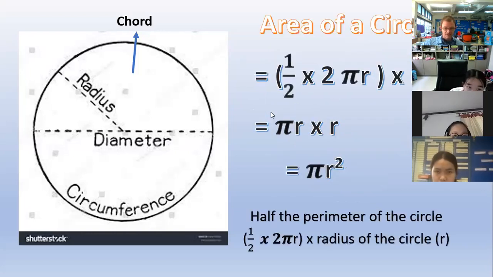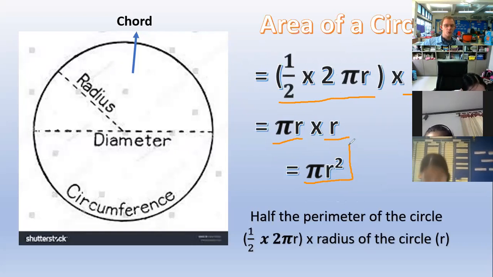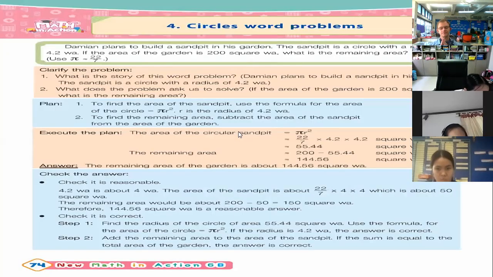So let's have a look here. Area of a circle. The whole formula is actually half of the perimeter times r. Half of the perimeter will end up as pi r times r, which will give us the formula pi r squared. So it's pi radius squared. Very easy formulas, but these are formulas we have to study and remember, because you won't always have these formulas in your textbook, but sometimes we'll need to calculate them.